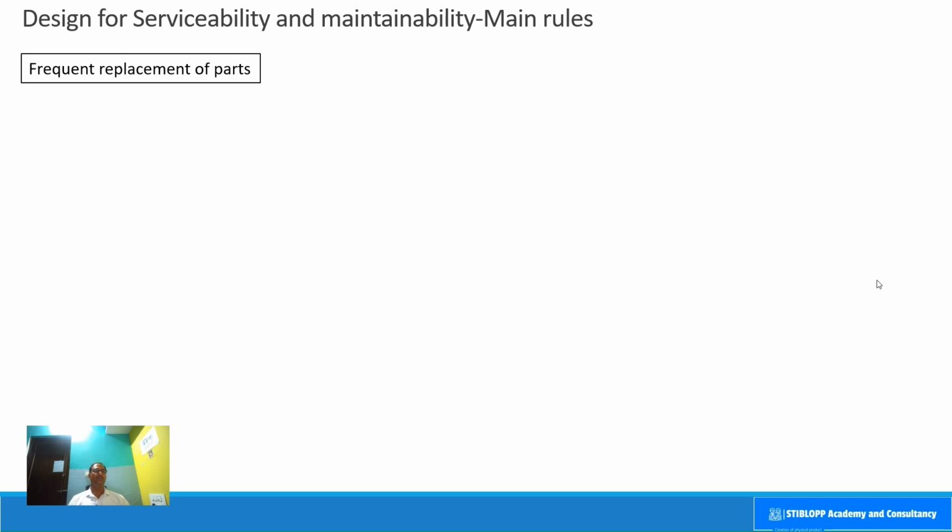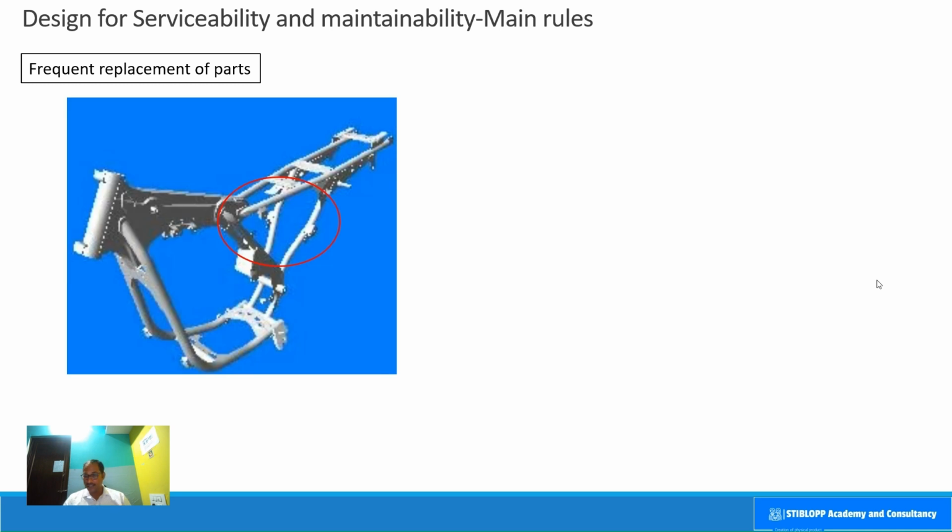Let's look at the first rule: frequent replacement of the parts. As I was mentioning, there are some parts in the system which have to be frequently replaced. What are those parts? Let's take this example. This is the chassis frame of a Hero Honda Splendor bike, which I found on the net. If you look at this particular area, there is room to fix the air filter on one side and the battery on the other side. The body frame is designed in such a way that it can facilitate the mounting of both.